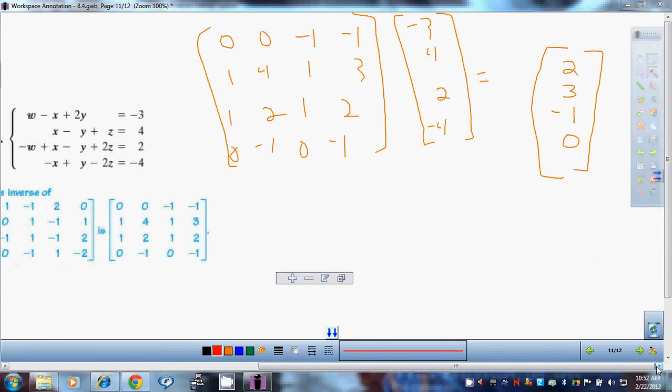Yep. Inverse times the answers. Row, column, row, column, row, column, row, column.